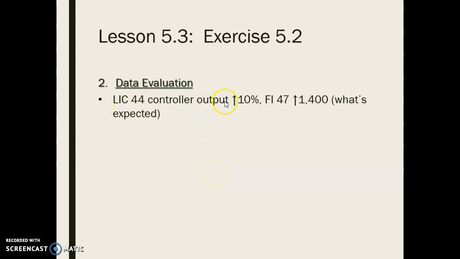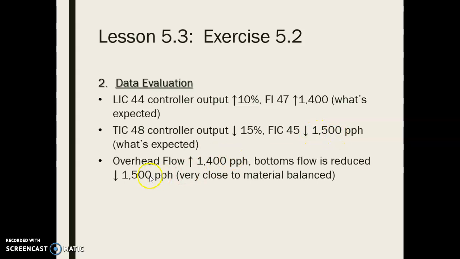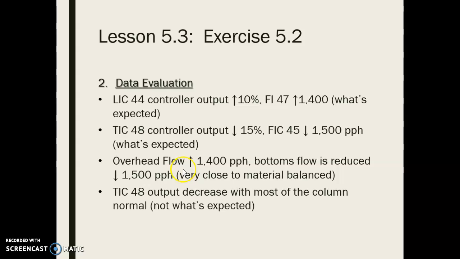LIC 44 controller output is up 10%, which would cause FI 47, which is the overhead condensate to product storage, to go up. That's expected. Now, TIC 48 controller output is down 15%, which would drive FIC 45 down. That's expected. The overhead flow is up 1400 and the bottom flow is reduced by 1500, so that's pretty close to being a material balance.